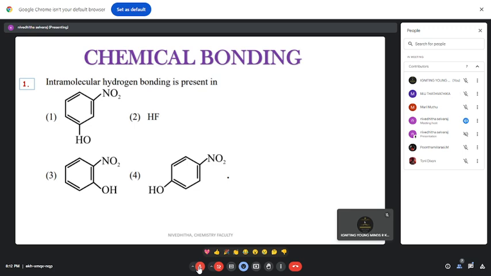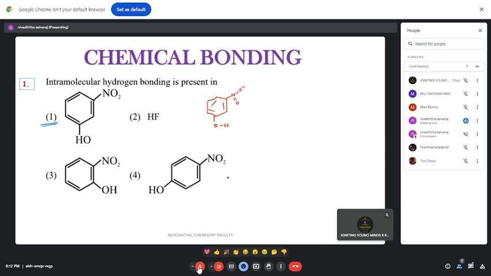Okay, I'll write the actual structure of these molecules. The first one is basically phenol, because benzene with one OH is a phenol, but in the meta position we have a nitro group. So the structure would be OH, and here the nitro group has to be written as N double bond O, single bond O minus.